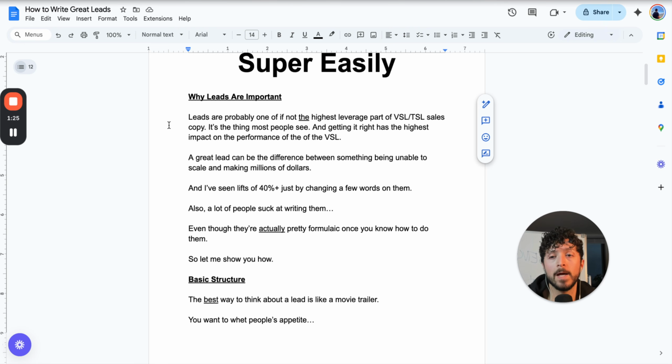Now, leads are also probably the most important part of copy. I would say the headline and the opening, so the first few hundred words, are the most important thing because that's the thing most people see, so it has the biggest effect on conversions. But the lead, in terms of everything that comes after that initial hook or opening, is also pretty important. I've seen lifts of as much as 40% plus just by changing a few words inside the lead. So getting really good at leads is pretty powerful. And most people are not that good at them.